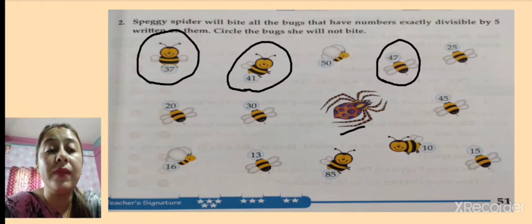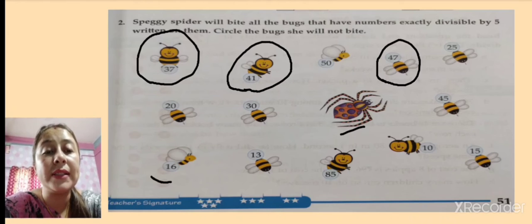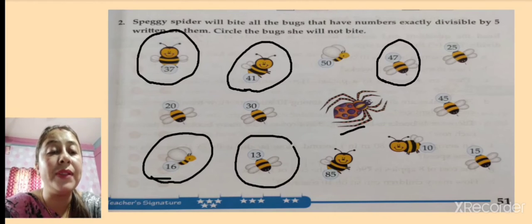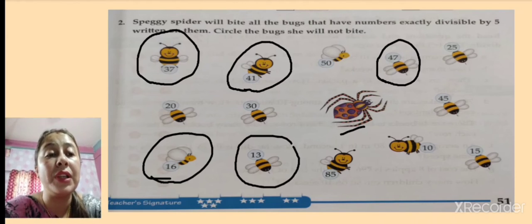30 will also be divided by 5. 5 sixes are 30, so we will not circle that. 45 will also be divided by 5. 5 nines are 45. Now next is 16, which will not be divided by 5 directly. 13, which will not be divided by 5 directly. 85 will be divided by 5 because it has 5 in the ones position, right? 10 and 15 will also be divided by 5. 5 twos are 10 and 5 threes are 15. So I have circled the bugs which the spider will not bite.